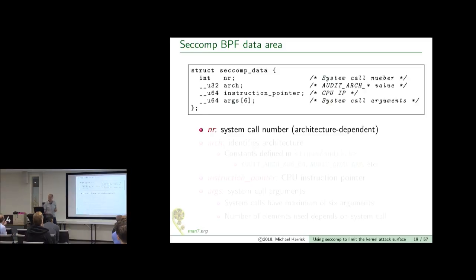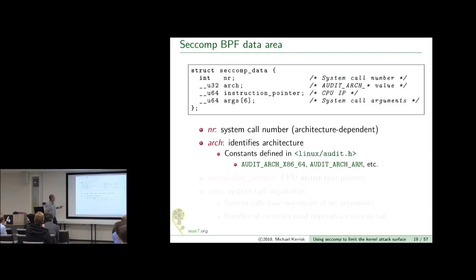First of all, we get the system call number, and then the next thing we get is the system call architecture, and there'll be a number in here that tells us what architecture this program is executing on. And you'll see there are constants in one of the header files that correspond to the various numbers here, for instance x86-64 or ARM or whatever. We'll see why this is relevant in a little while.